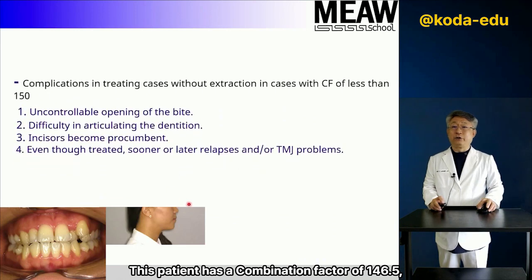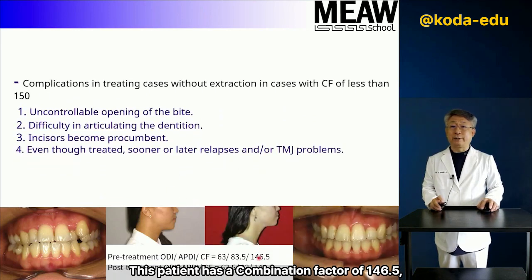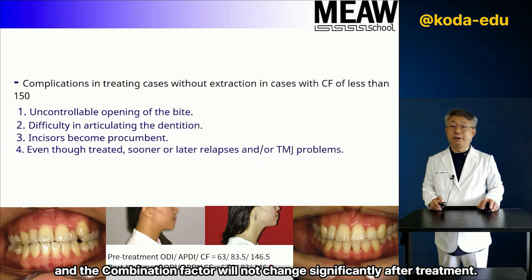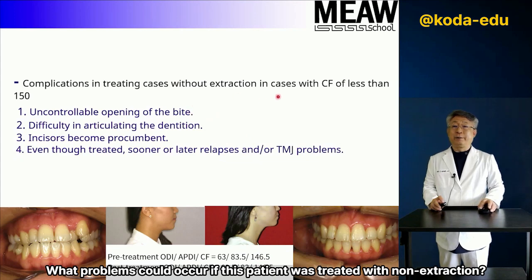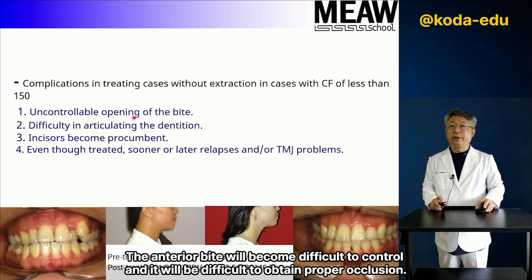This second patient has a small combination factor of 146.5, and the combination factor will not change significantly after treatment. What problems could occur if this patient was treated with non-extraction? The anterior bite will become difficult to control, and it will be difficult to obtain proper occlusion.